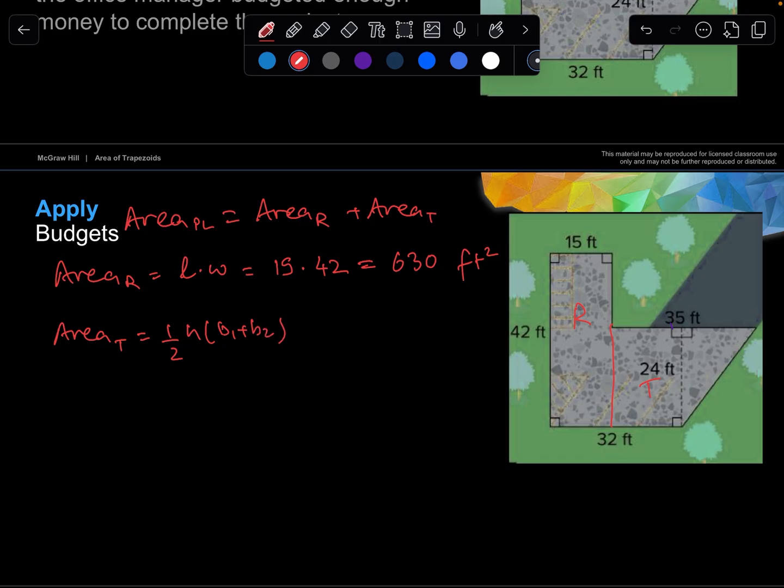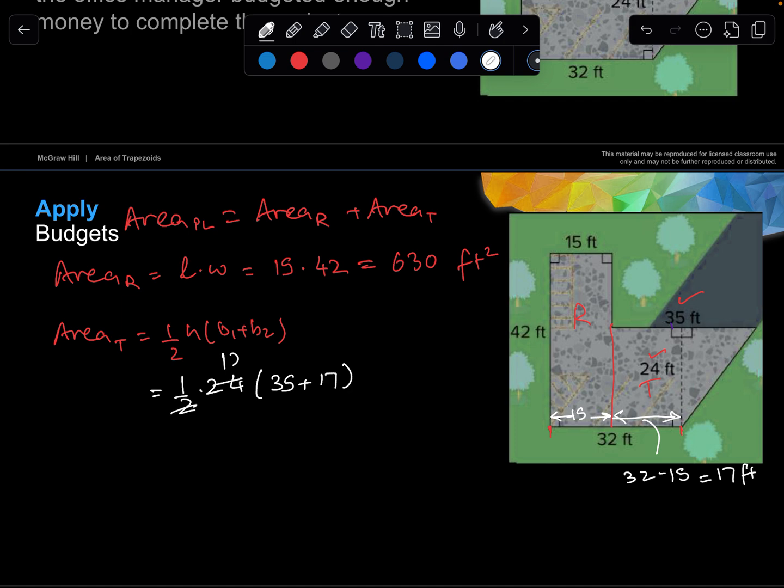Do I know my h? Yes, I do. That's 24 feet. Do I know b1? I know 35 feet. Do I know b2? No, what I know is this total length is 32 feet, but I also know that this length over here is 15 feet. Therefore, this has to be 32 minus 15 feet, which is 17 feet. So I can substitute that here. That gives me half times 24 times b1 is 35 plus b2 is 17.